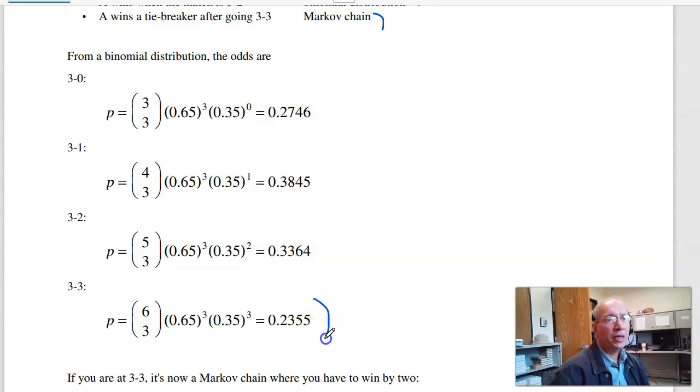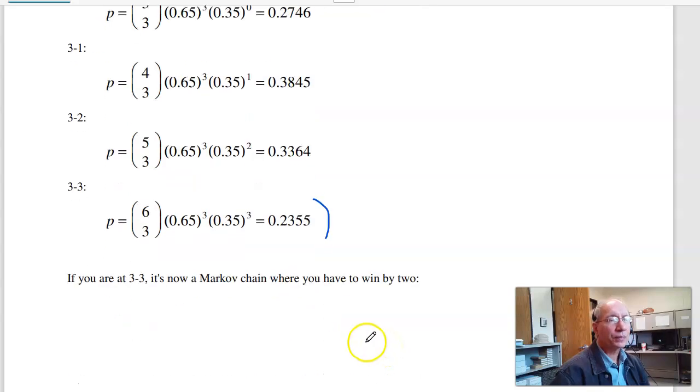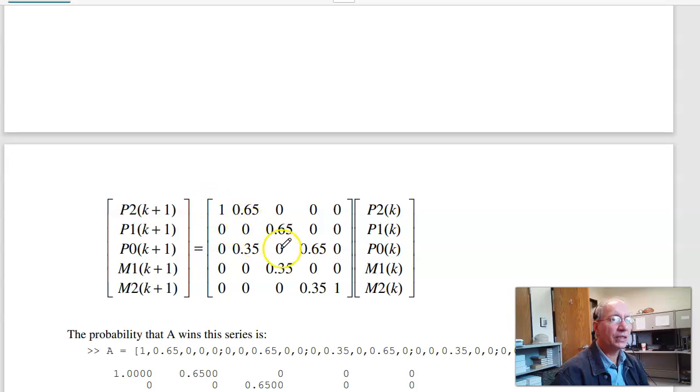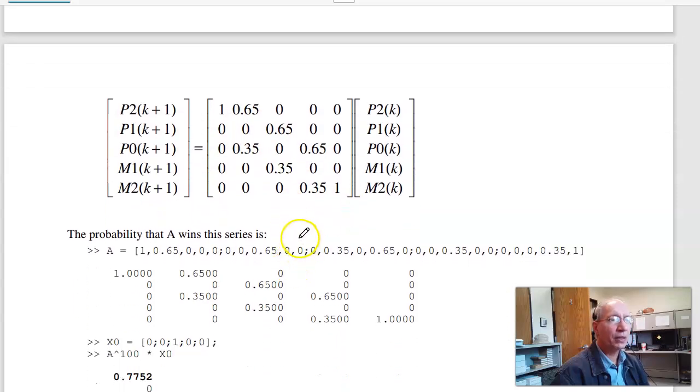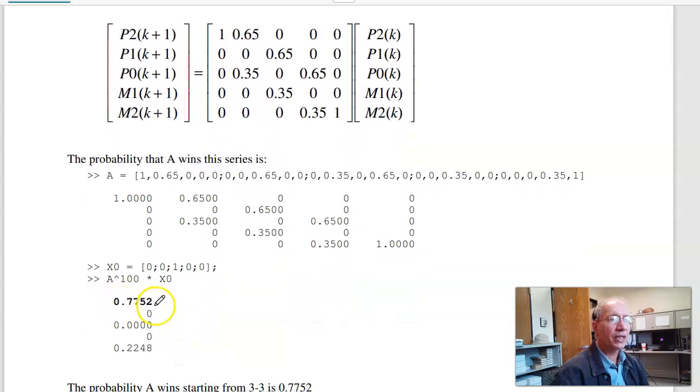If I'm at 3-3, I enter a Markov chain. So here's the state transition matrix. Take that to a large power, like 100. After 100 games, there's a 77% chance that A wins, 22% chance B wins, and a very small percentage chance the match is still on. So that's the chance that A wins, given that you enter 3-3.